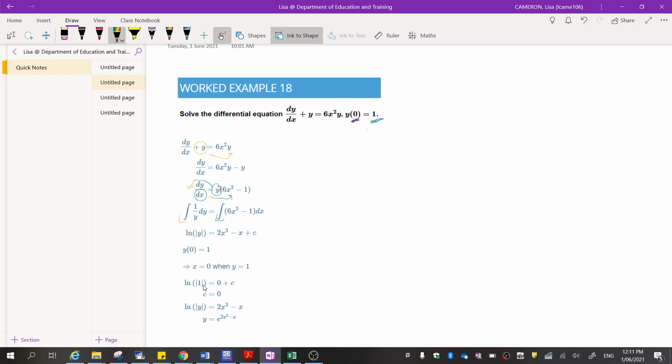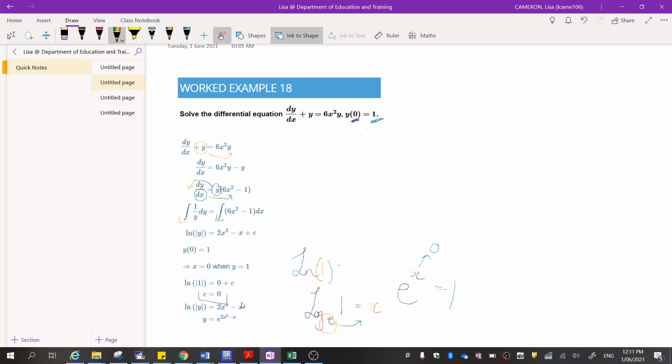That gives me ln 1 is equal to 0 plus c. So then c is equal to 0 because ln 1, if I think about what's actually happening, that's a log function with base e, 1. And if I rearrange this, I get e to the power of x is equal to 1, meaning that x has to be 0. So they've jumped a little step there.